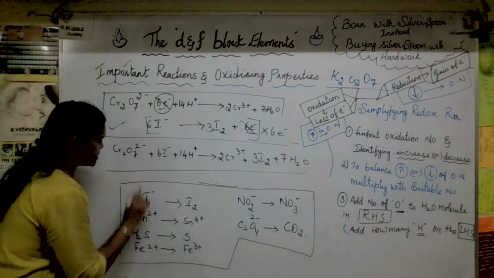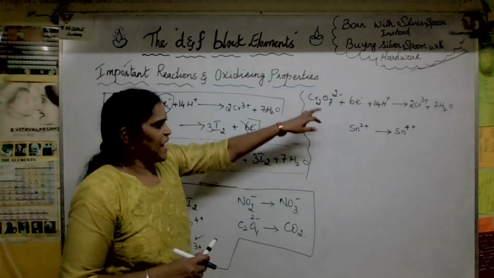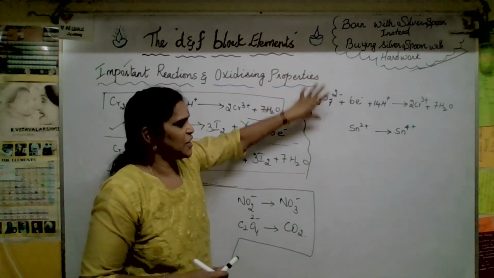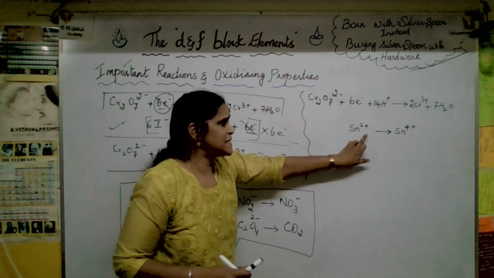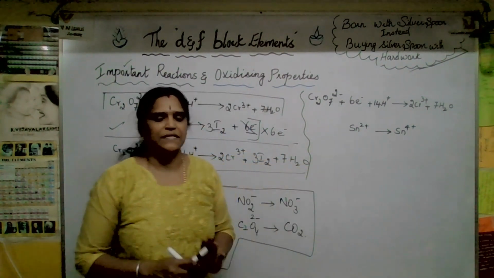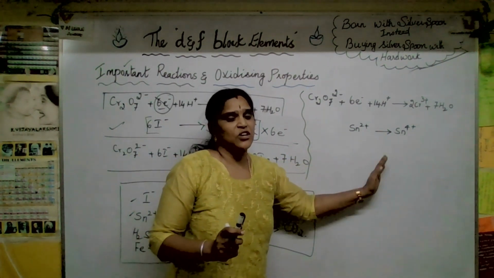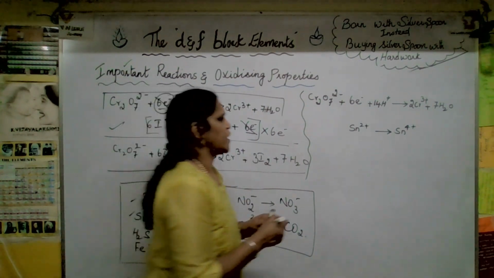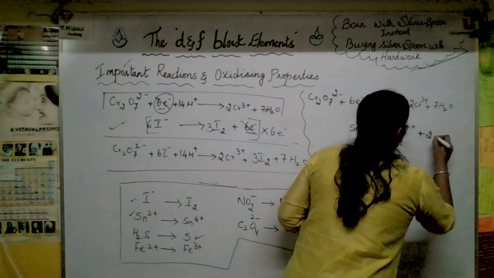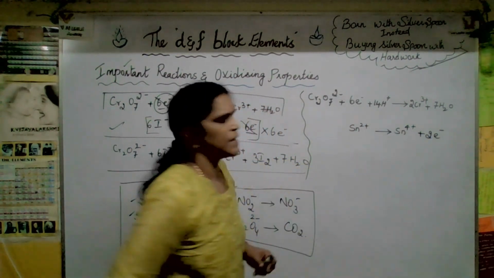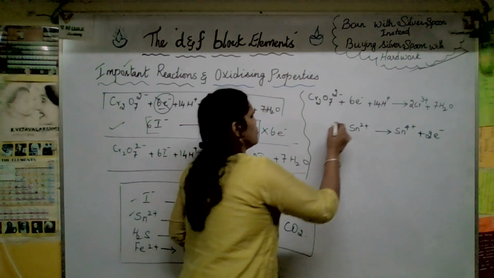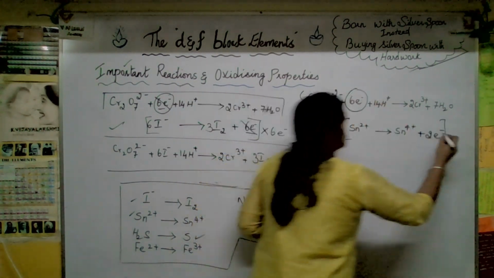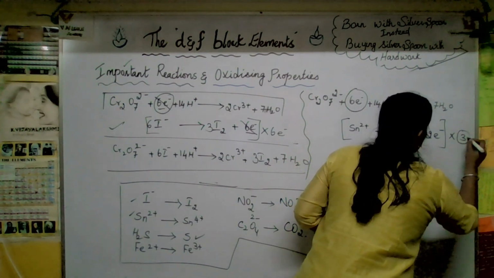Okay, we'll go for this equation. Now this equation, the same equation, fixed reaction. Now Sn2 plus is converted into Sn4 plus. Number of electrons increased or decreased, that is multiplied with a suitable number, right? Now how many electrons here? 2 electrons, right? Sn2 plus to Sn4 plus. Now this reaction, multiply with it. Now we need 6 electrons. So multiply with 3.